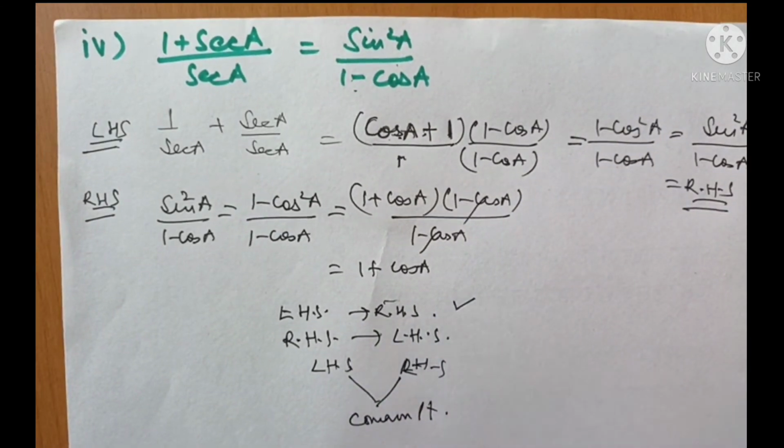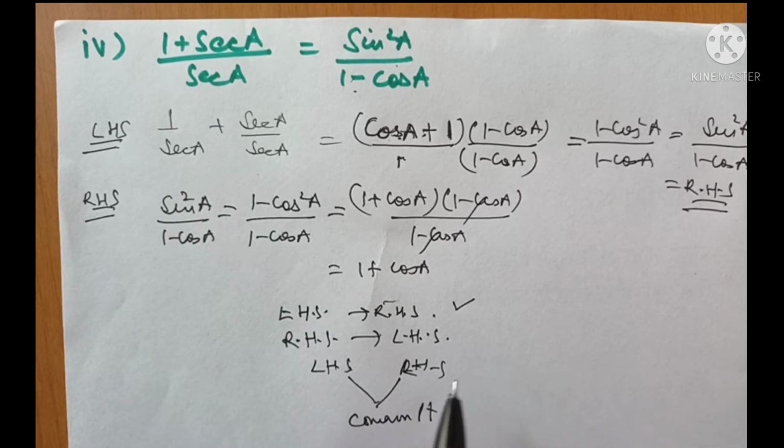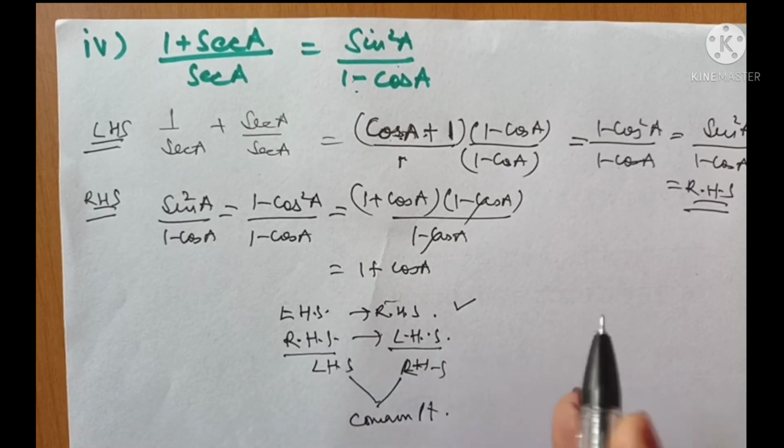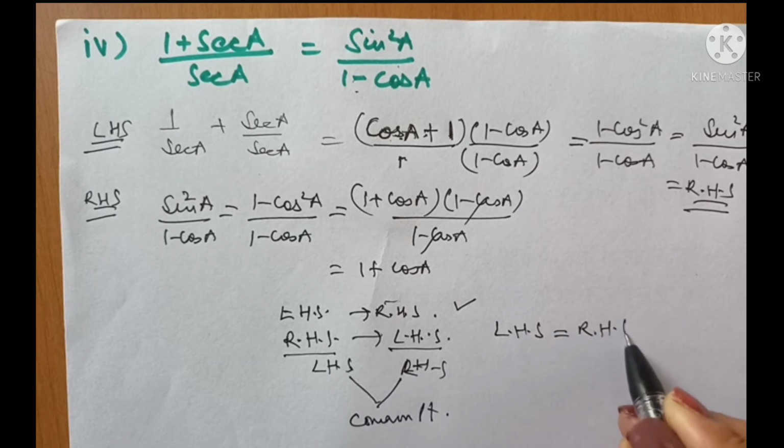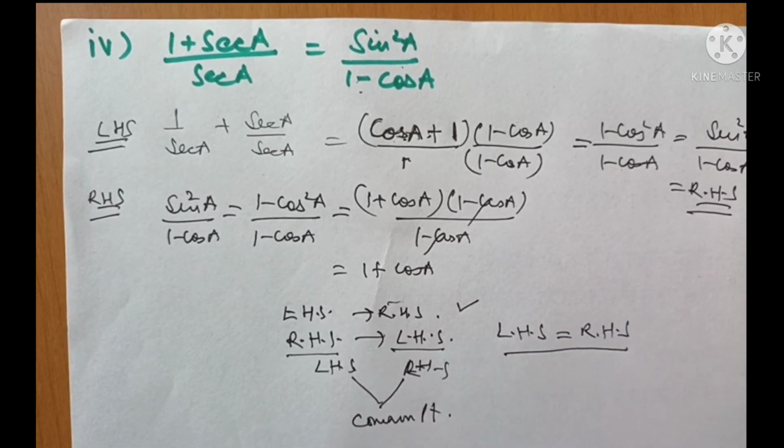Preferable is the first one only, that we are given to prove LHS is equal to RHS, we should do that only. In second case, we should write that let RHS is equal to LHS, and then you prove it that yes, it is proved to be true that if RHS is equal to LHS, then LHS must also be equal to RHS. In the end, you must write this line then.